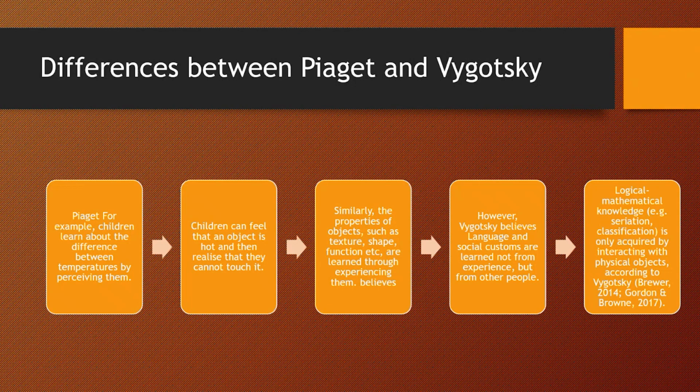There is logical mathematical knowledge in the construction of maths in young children, for example, using seriation and classification. This is only acquired by interacting with physical objects.